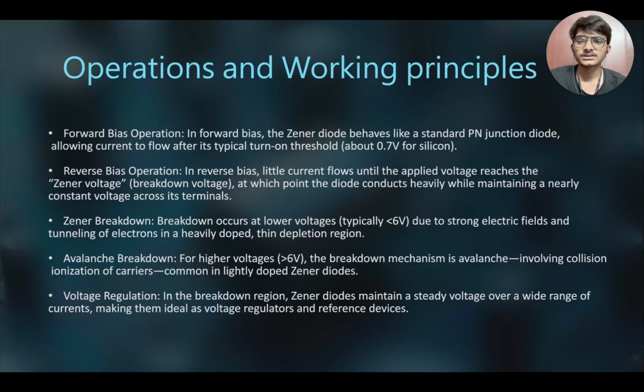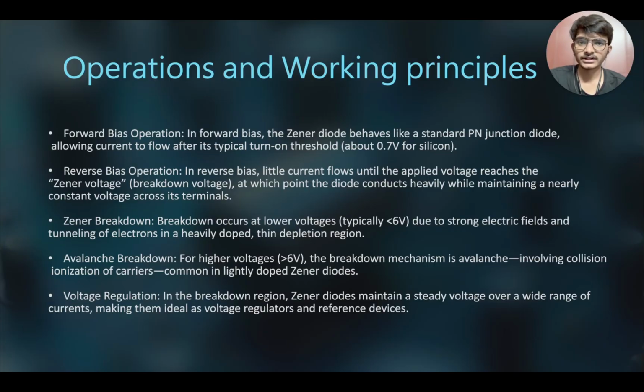Now we will discuss operations and working principles. Forward bias operation: when we operate a Zener diode in forward bias, the Zener diode behaves like a standard PN junction diode, which means it allows current to flow after its typical turn-on threshold. It is about 0.5 volts.